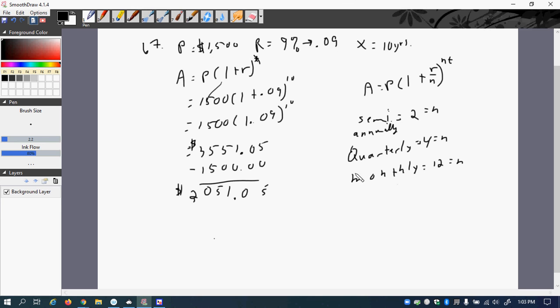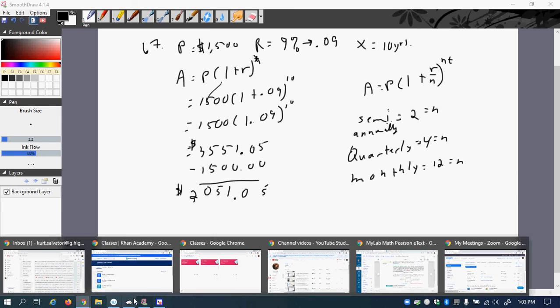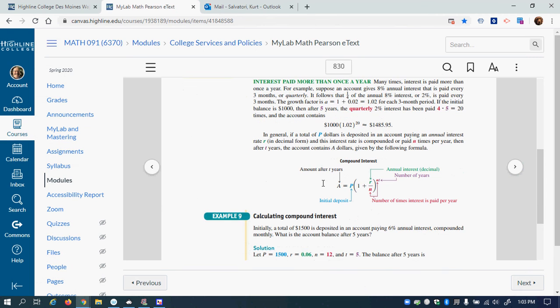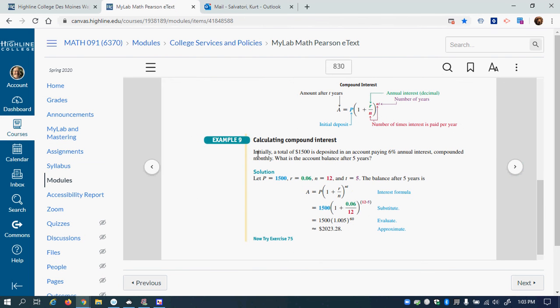Those are the different forms, and you have to pay really close attention to the story to know which one you're going to use. For example, this one is a total of $1,500 deposited, paying 6% annual interest, compounded monthly. Once we hear monthly, that makes the N 12, and that's what we do there instead. That's the only slight difference that we see in these particular problems. It's not a huge change, but something to pay attention to.